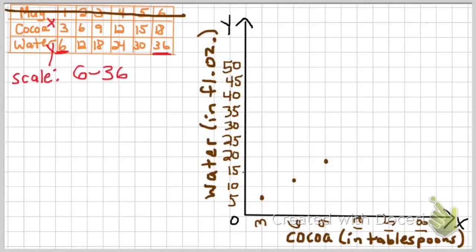Now for 12 tablespoons of cocoa, find the 12 line, follow it up. I need 24 ounces of water. So it's going to be someplace between the 20 and the 25. I know that 24 is pretty close to 25, so I'll put the dot right there.